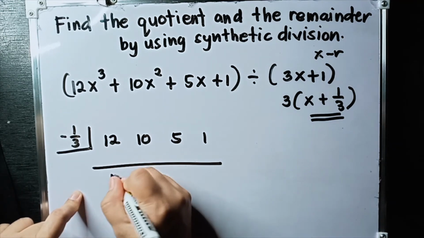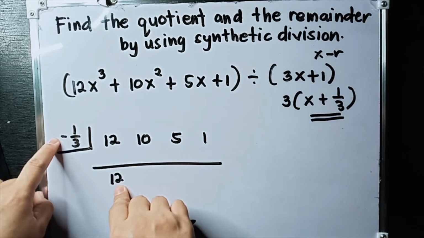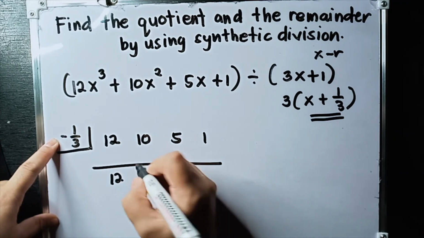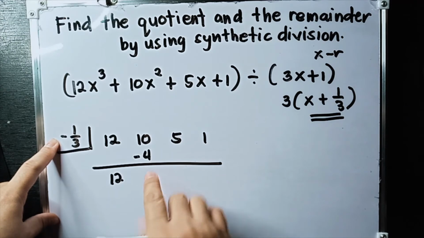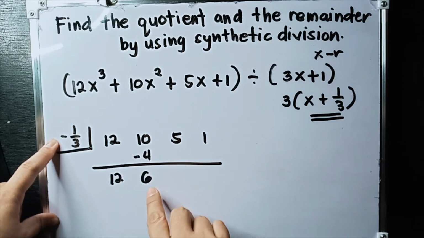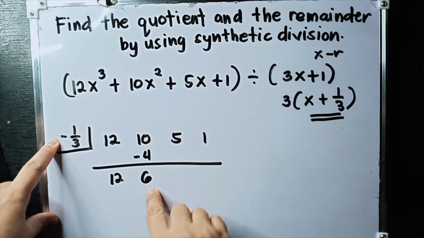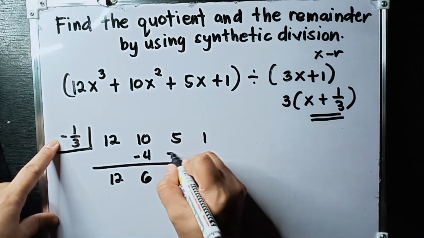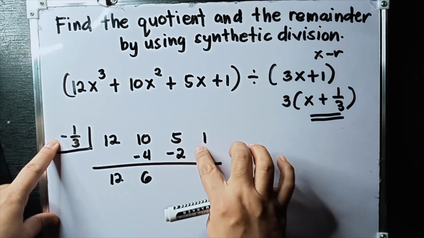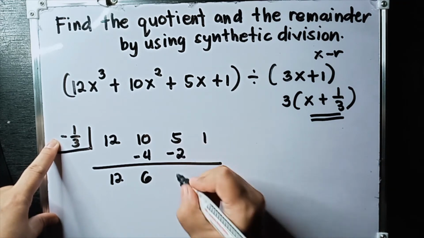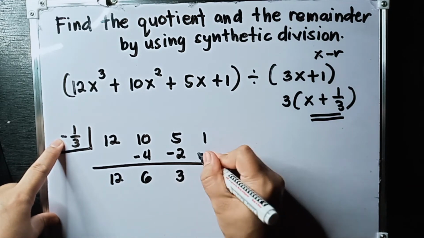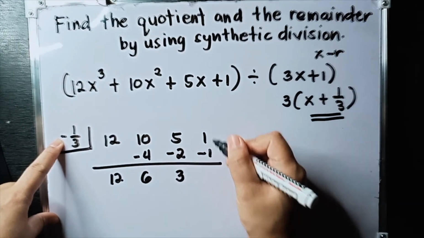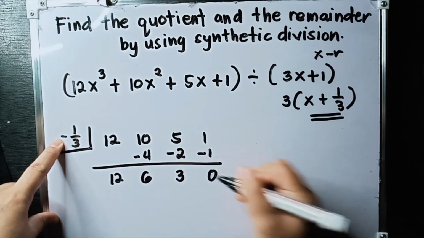So we bring down 12. 12 times negative 1/3 is negative 4. 10 plus negative 4 is positive 6. 6 times negative 1/3 is negative 2. 5 plus negative 2 is 3. 3 times negative 1/3 is negative 1. So 1 plus negative 1 is 0.